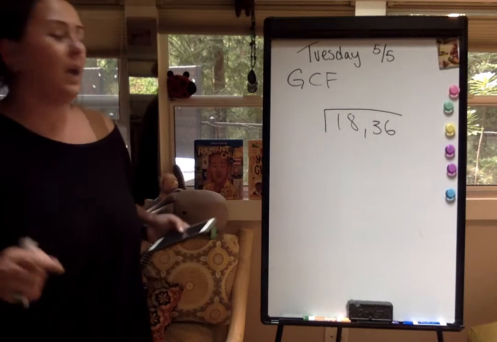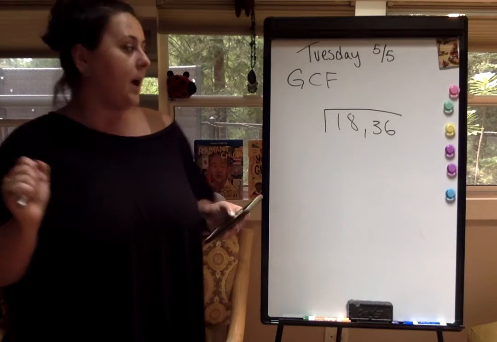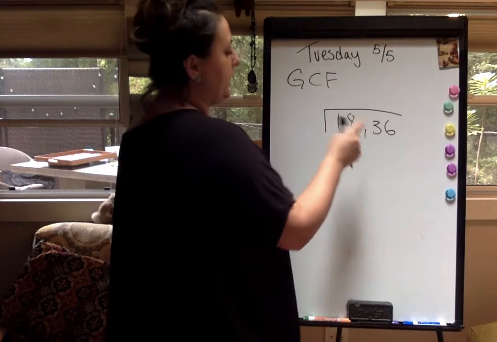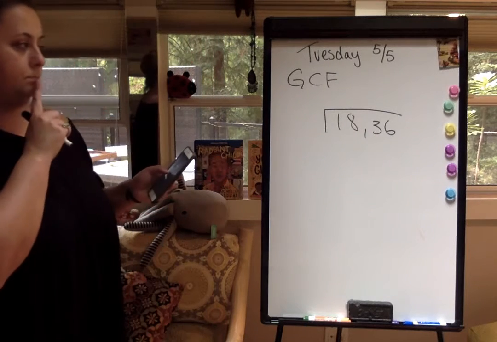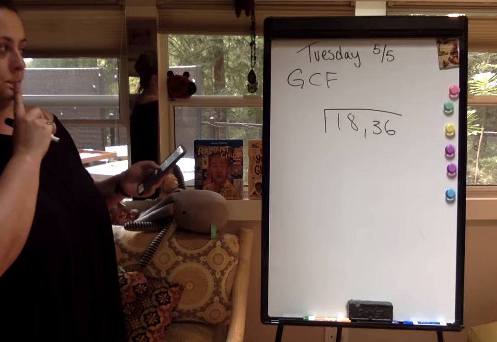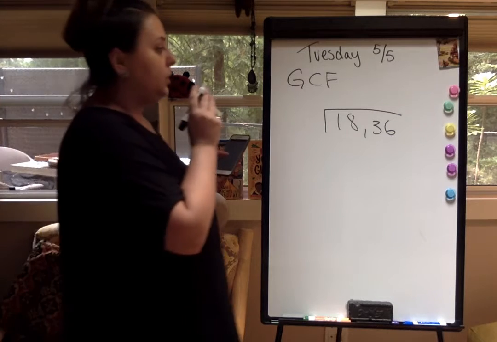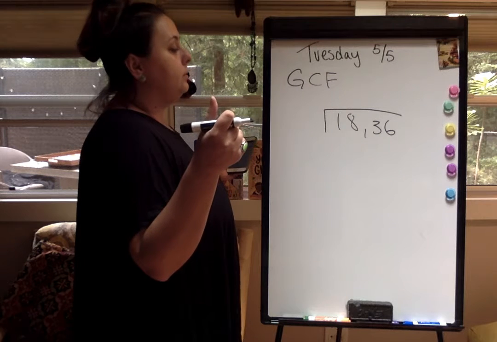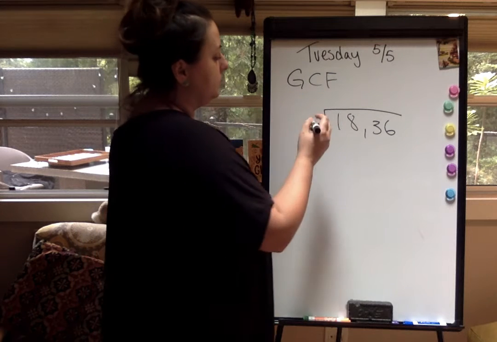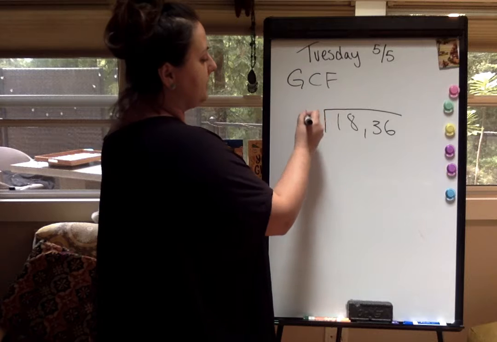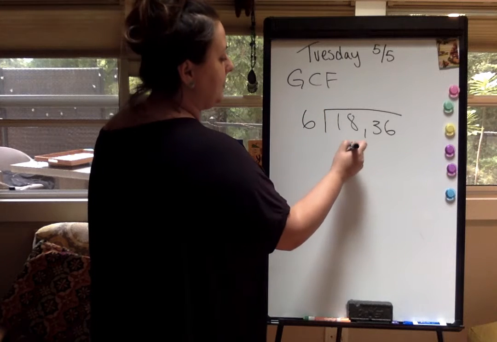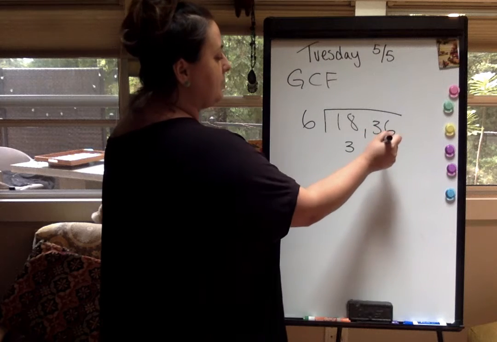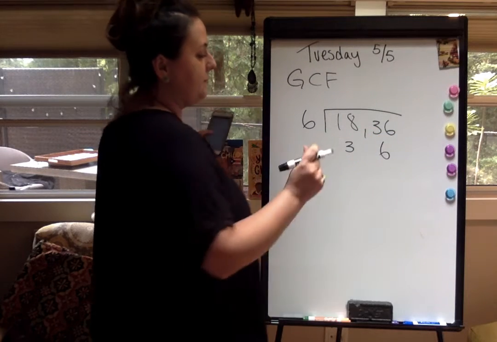I have to think of my math facts. I have to be like, what goes into 18 and what goes into 36? You can skip count. That's one way to figure it out. Or you just know that 6 will go into 18 3 times, and 6 will go into 36 6 times.